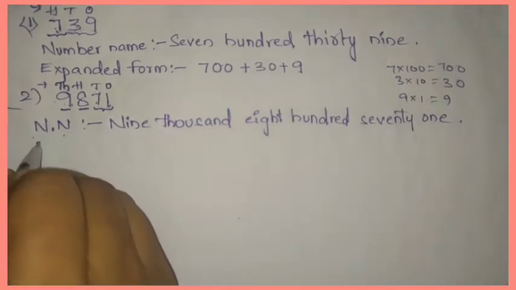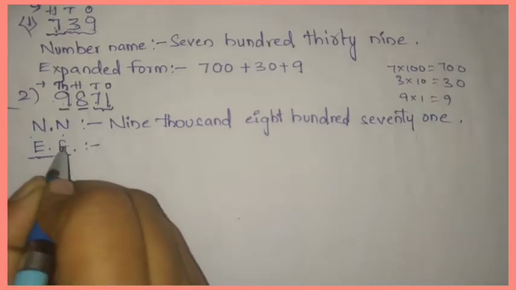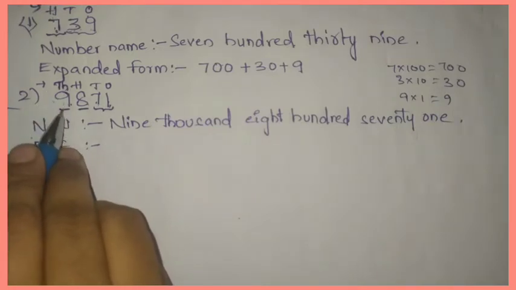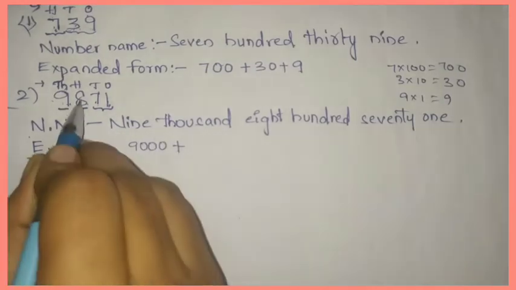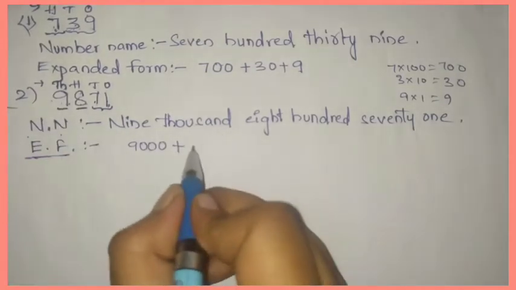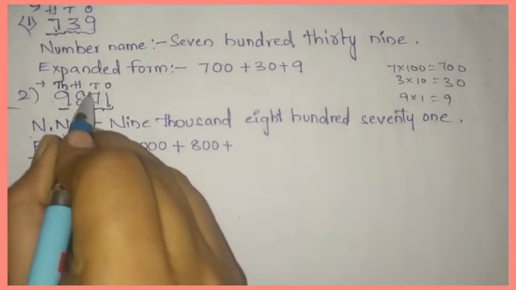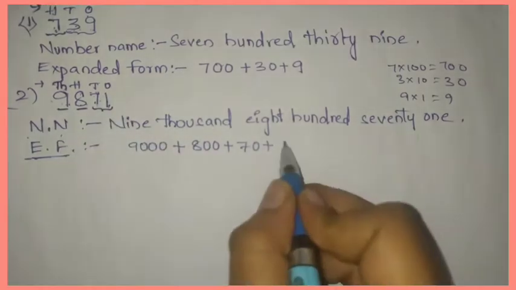Now I will write expanded form. For expanded form, in shortcut I am writing EF. EF means expanded form. Okay. How many thousands are here? 9. So 9,000 plus how many hundreds are here? 8. So 800 plus how many tens are here? 7. 7 tens are 70 plus 1.